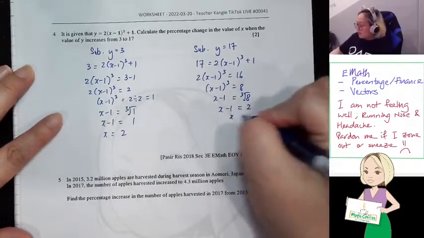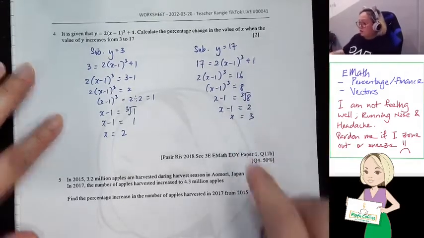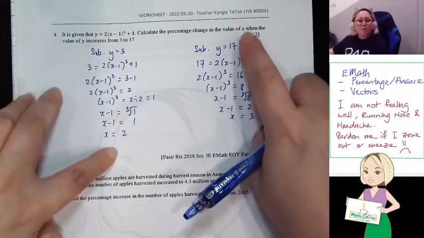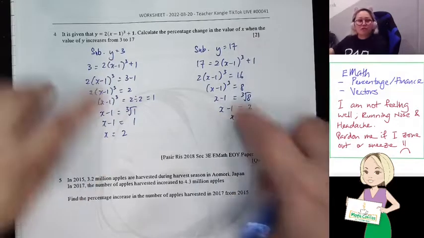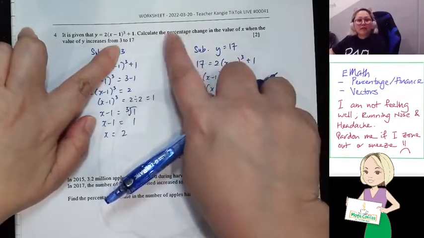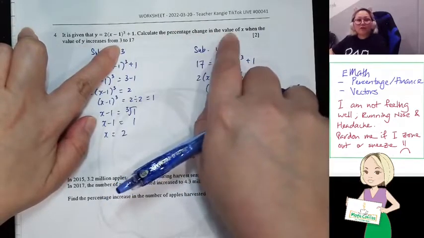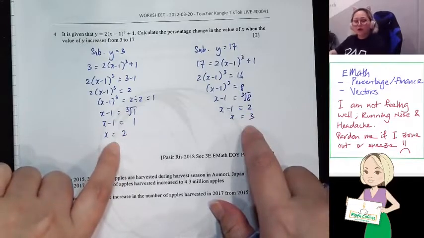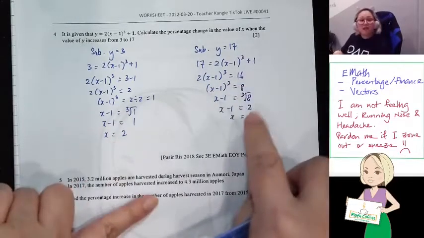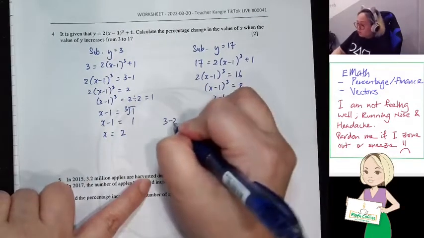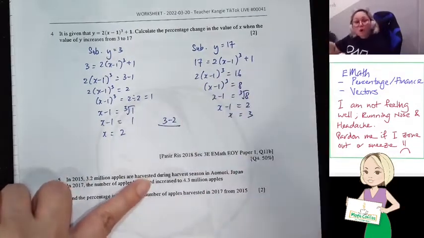Okay, and lastly, I know that my x is 3. So when my y is 3, my x is 2. When my y is 17, my x is 3. So they ask you, when y increases from 3 to 17, what is the percentage change in the value of x? So the change in x is the difference of 1, right? What you need to do is take the new x, which is 3, minus the old x, which is 2, and remember to put over the old one.